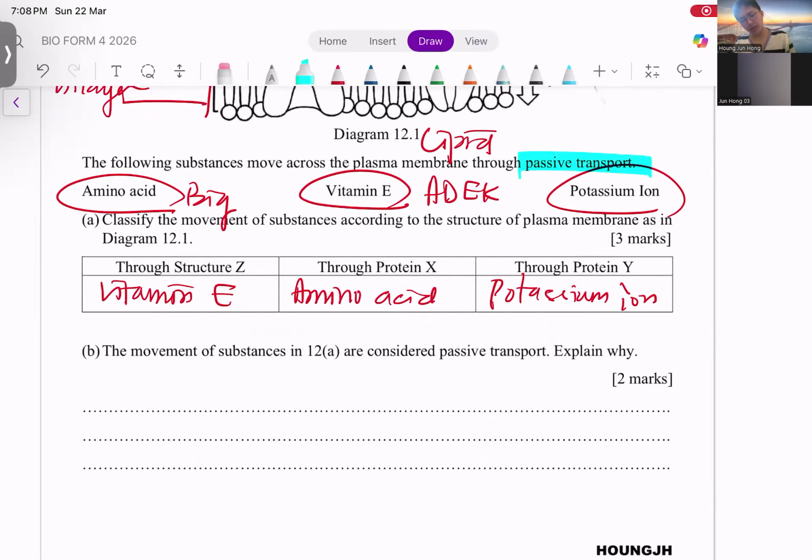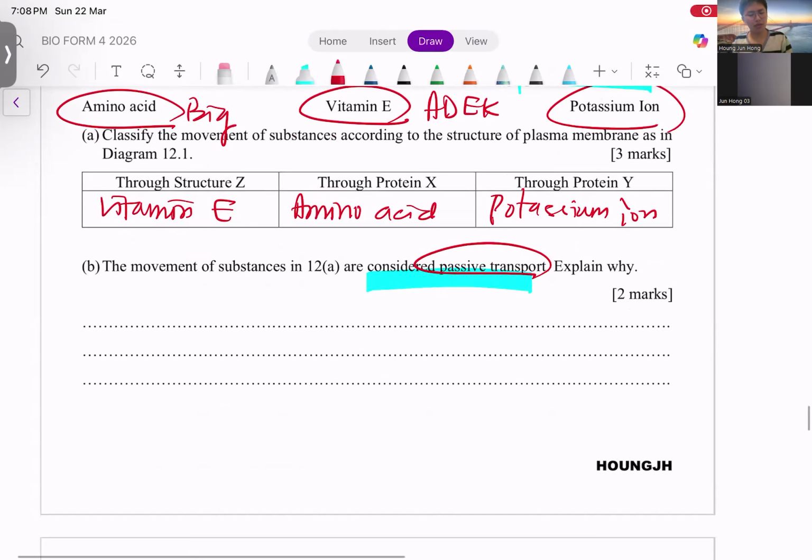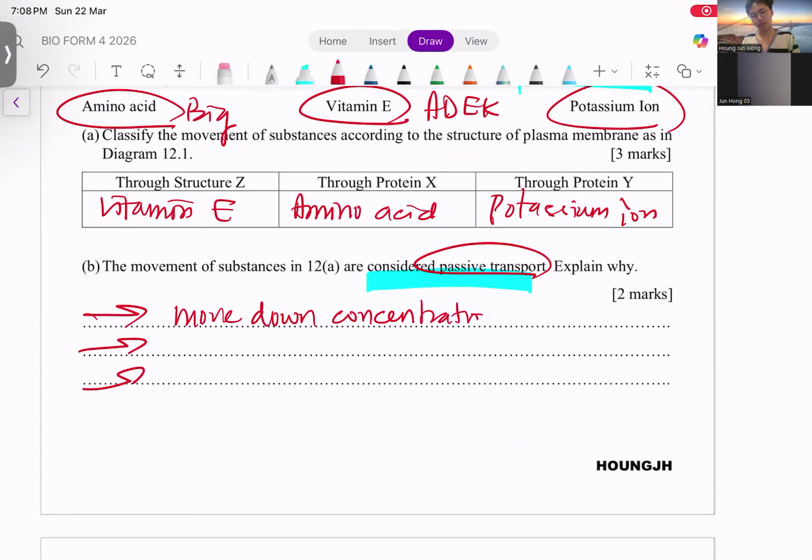Okay, cool. And next one, why is it passive transport? Remember, how do you explain that? Just talk about the characteristic of passive transport. Again, you all know, they will move down the concentration gradient. And then no energy required. Okay, typical answer lah. Typical answer for your passive transport. This is the characteristic of passive transport.